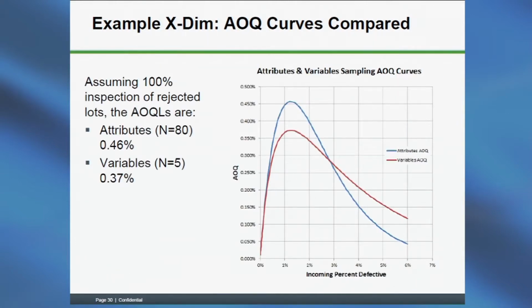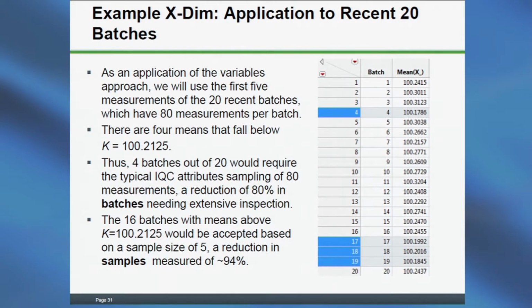Okay, these are the AOQ curves that are compared, and you can see 100% inspection of rejected lots to AOQL. The attributes data is 0.46%, where the variables is a little bit lower, a little bit tighter, 0.37%. So with a sample of size 5 compared to a sample of 80, we can make many more decisions early, and we actually have a tighter situation. When we apply this to the recent 20 lots, looking back over the data, we decided, based on the measurements that we had taken, okay, we'll use the first 5 measurements.